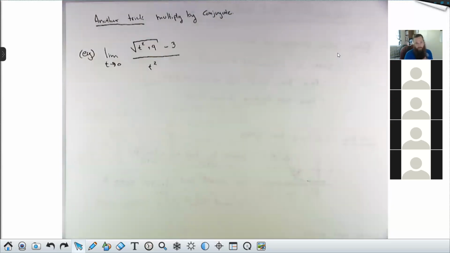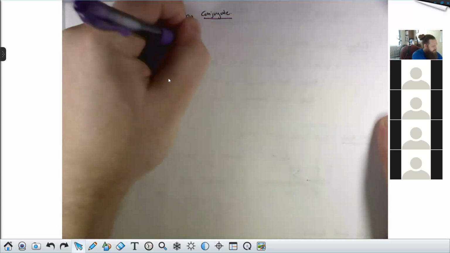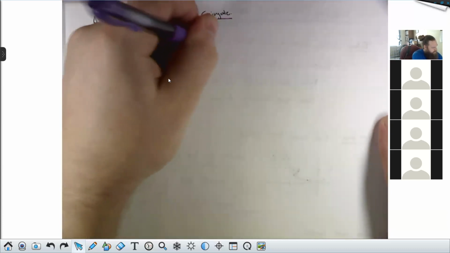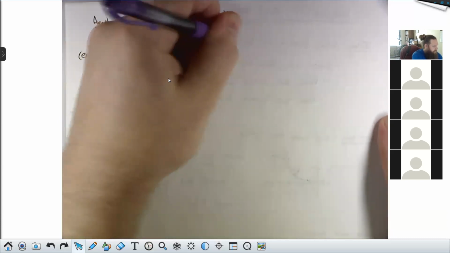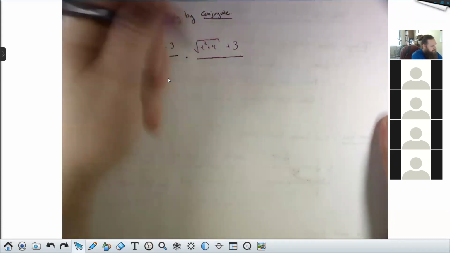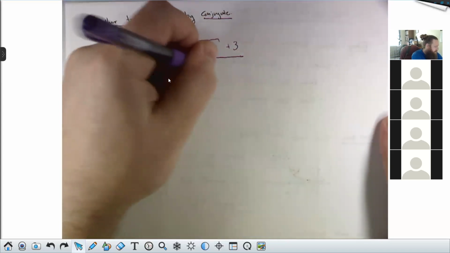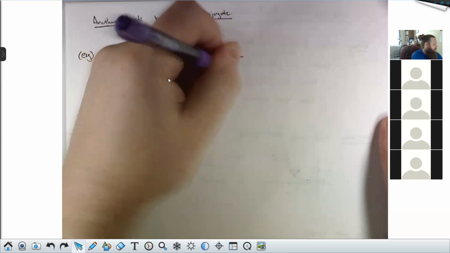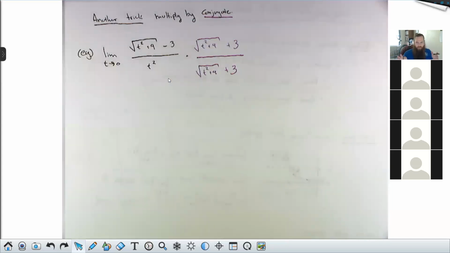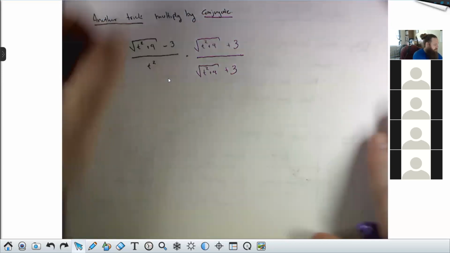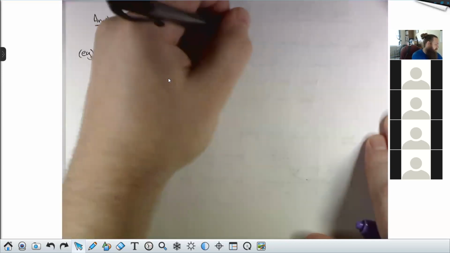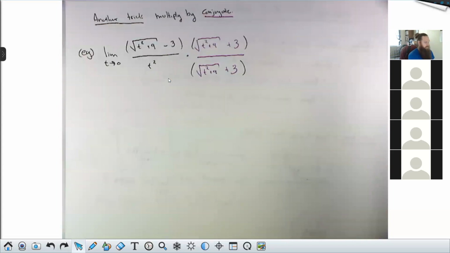You see the same problem. If I plug in 0 for t, the bottom goes to 0. The top also goes to 0, but that doesn't help me. The bottom being 0 means I really can't work with that. But if I have this clever insight to multiply by the conjugate, which is the square root of t squared plus 9 plus 3, and if I'm going to multiply by that upstairs, I got to multiply by that downstairs. If I do this and then kind of distribute everything out, being mindful that fractions always have their tops and bottoms in parentheses, just a fact of algebra.